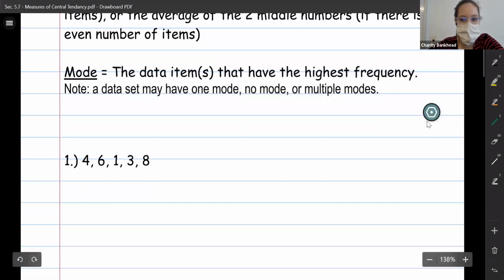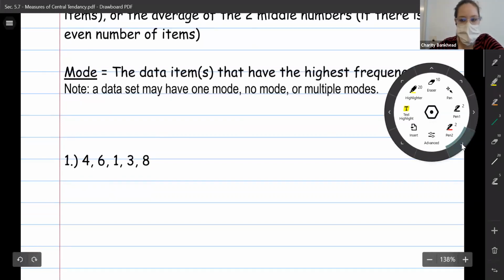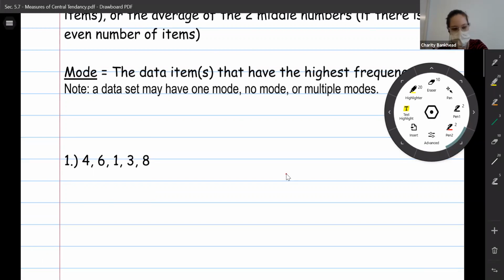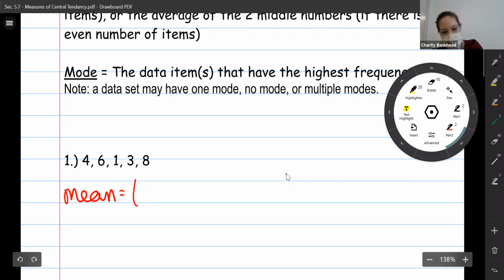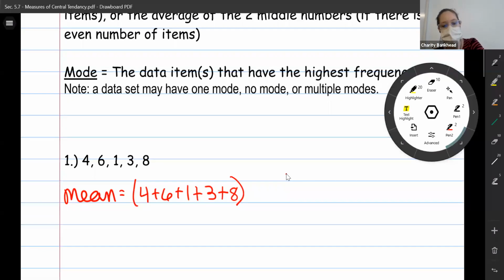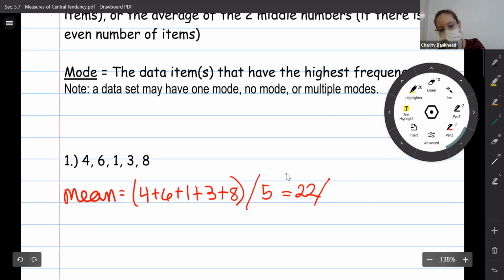All right, so number one, and we want to find the mean, median, and mode. To find the mean, we're going to add them all up. There's 5 of them in the list of numbers, so we're going to divide that sum by 5. Whenever we add them all up, we get 22, and then 22 divided by 5.